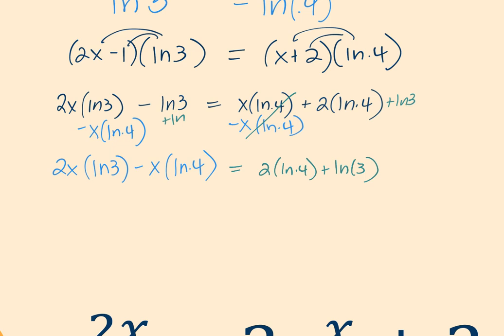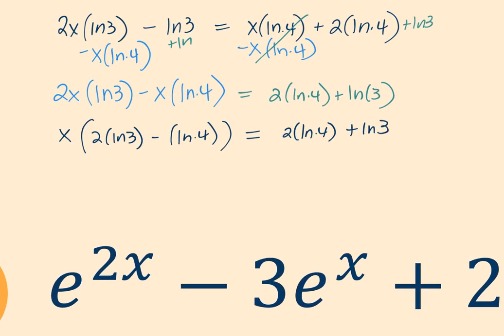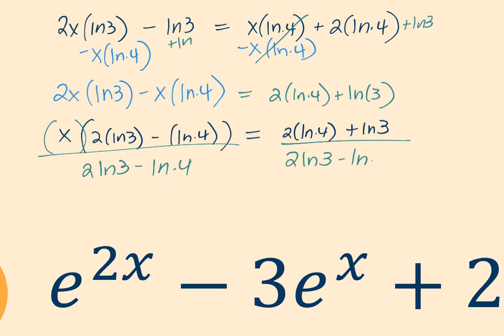Now I'm trying to isolate the x, so I have to factor the x out. I take the x, I put it on the front. And I'd get x times 2 ln of 3 minus ln 0.4 equals, and I have that whole thing, 2 ln 0.4 plus ln of 3. Now how do I get x by itself on the left side? This is multiplication, right? Divide that whole yucky thing by it. 2 ln of 3 minus ln 0.4.